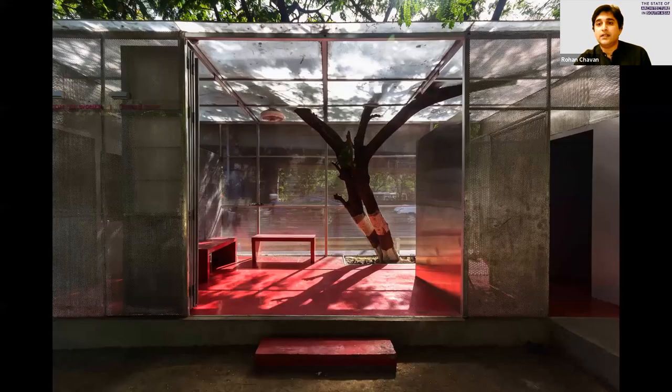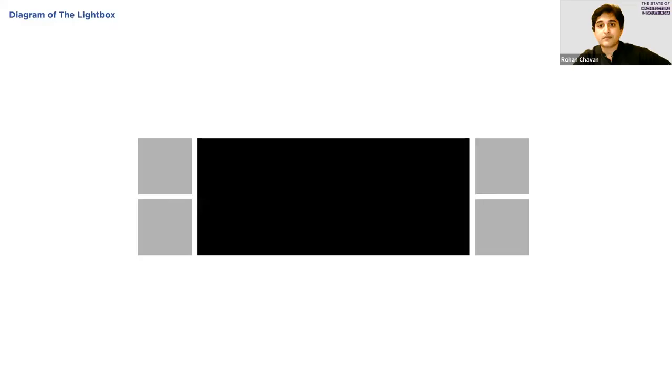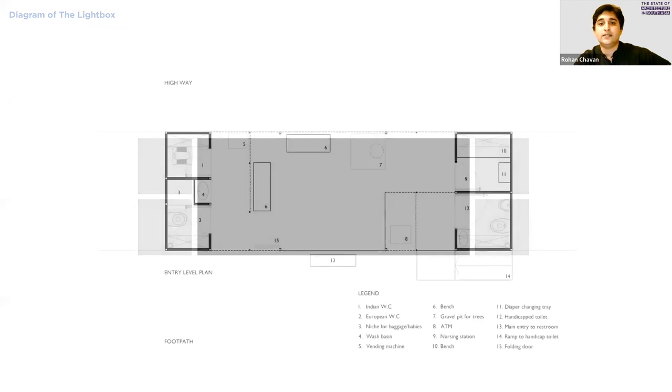And that's the image of the light box after completion. The quality of light and the atmosphere is exactly, we tried to keep it the same as it was when the prototype was not there. That's the diagram of the light box. The black rectangle is the resting area, which is supported by the toilets on either side.